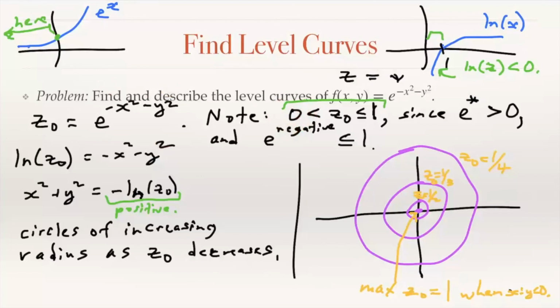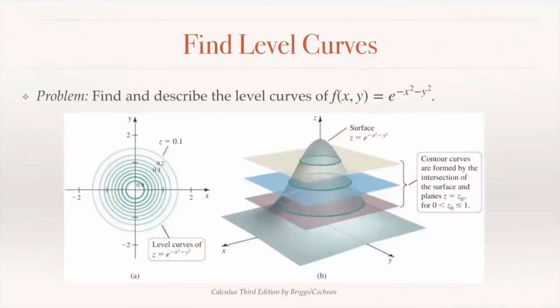So take a moment and try to visualize what you think this surface looks like. Okay, here's a better picture of those level curves. And if you thought it's something like this, a mound, then you got that right. Z is at most 1, and then as z naught decreases, the circles are getting larger and larger in radius.